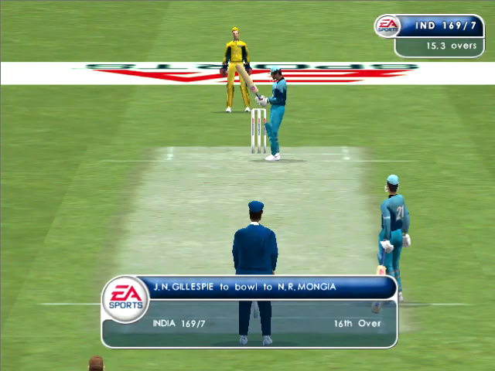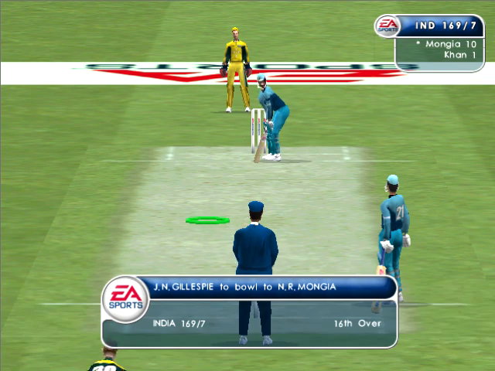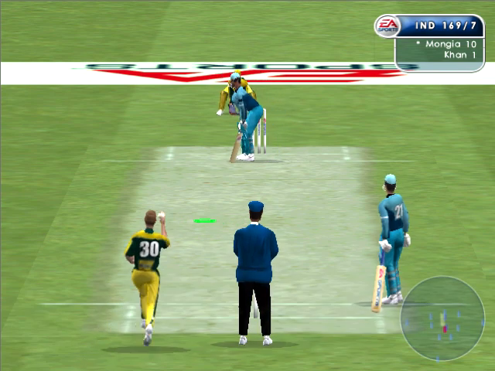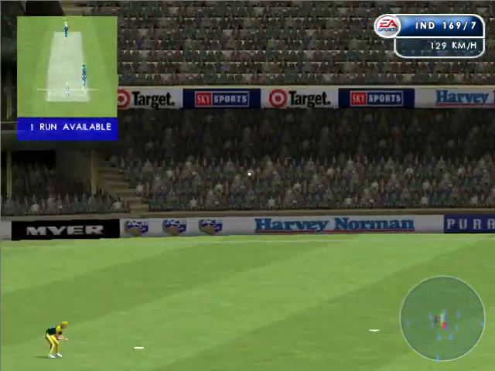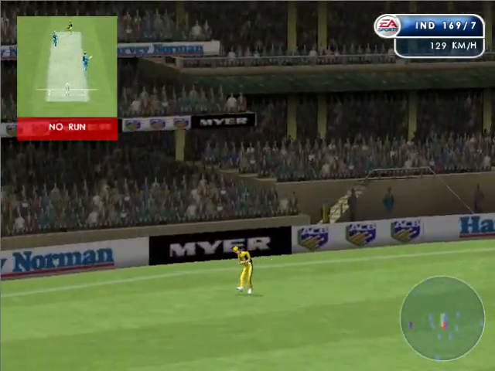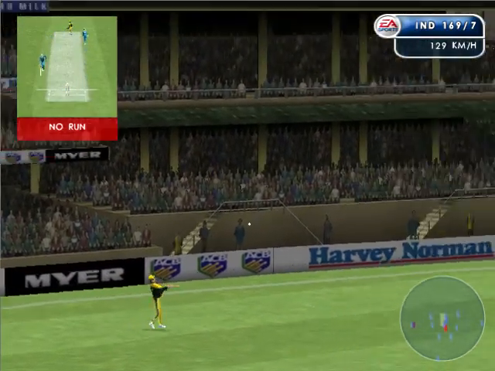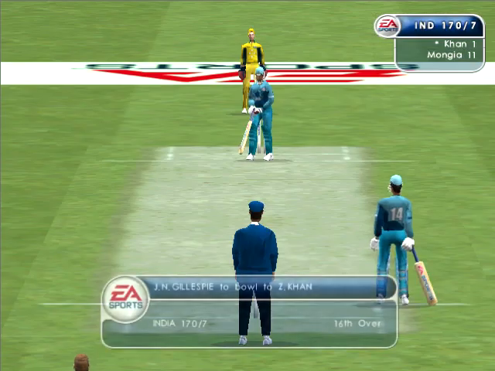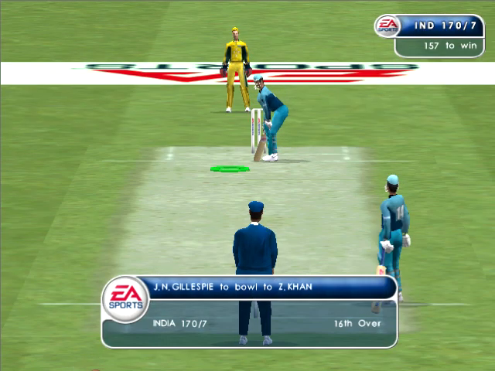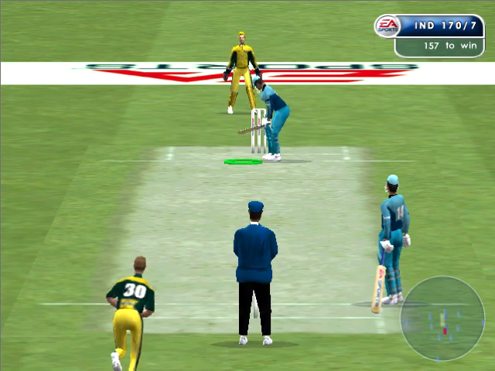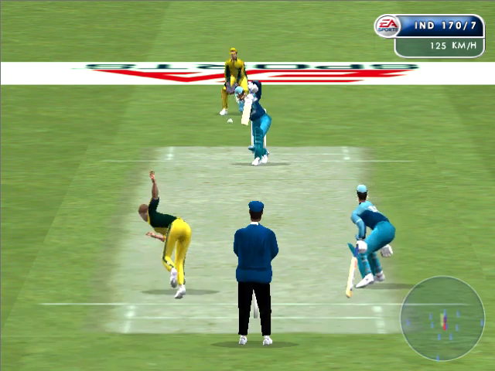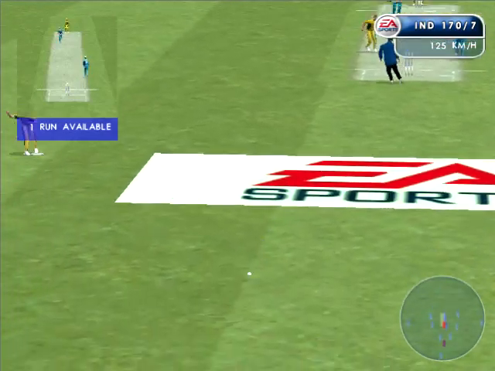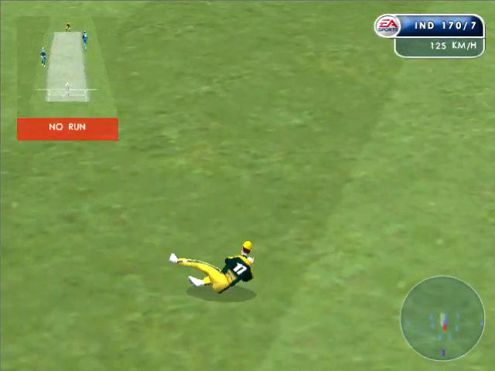Those are the first runs for Khan. Steered expertly into the gap. Gillespie at the start of his run-up. He's worked that into the gap.